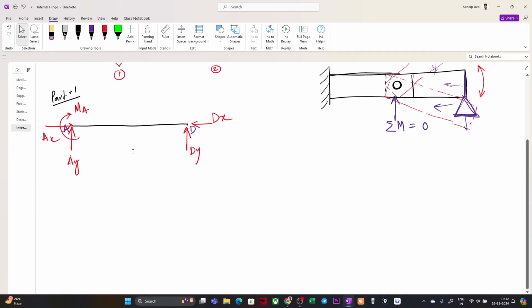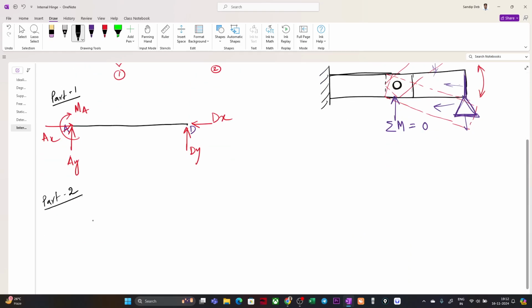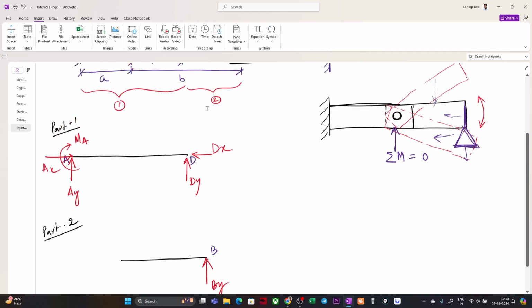If I draw part 2 here, now if you see, part 2 is this portion. So we have something like this, I will draw it here. At this particular point we have point B. As this is a roller support, the only restriction or support is along the vertical direction, right? So we have by.